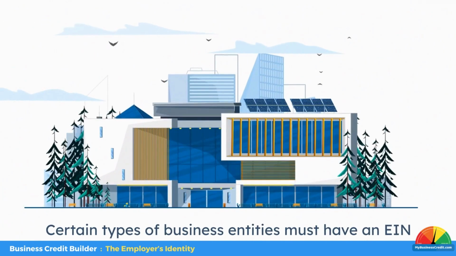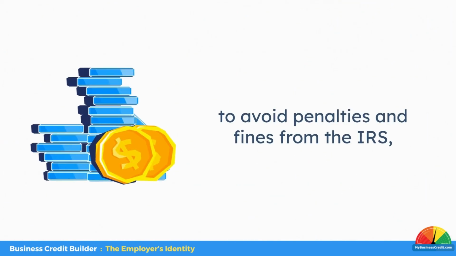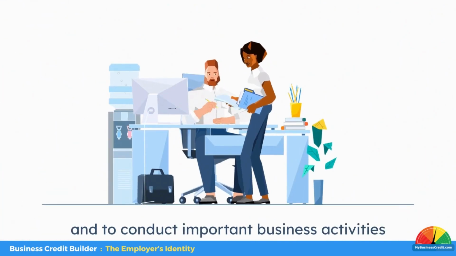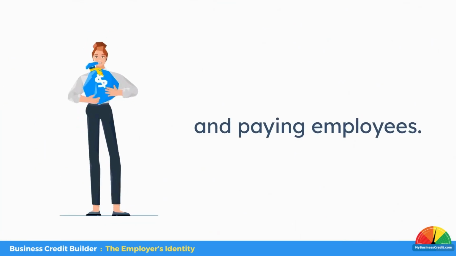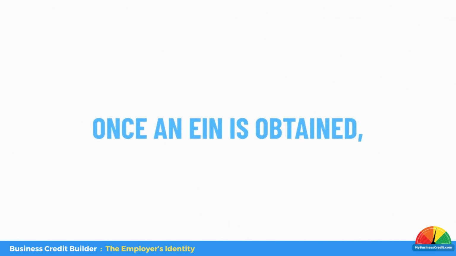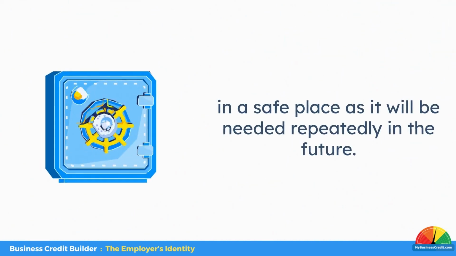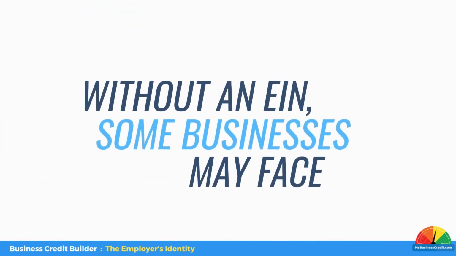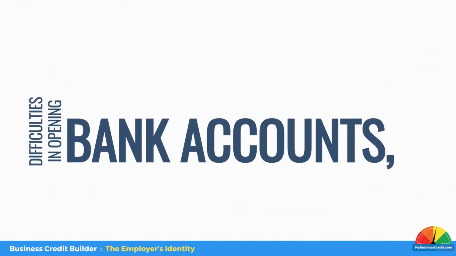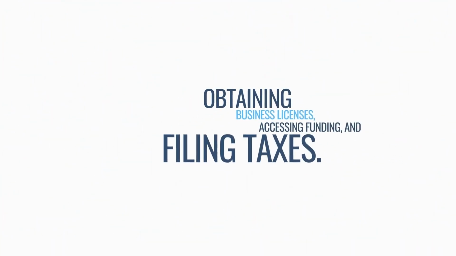Certain types of business entities must have an EIN to avoid penalties and fines from the IRS and to conduct important business activities like opening a bank account, obtaining business licenses, and paying employees. Once an EIN is obtained, the confirmation letter from the IRS should be kept in a safe place, as it will be needed repeatedly in the future. Without an EIN, some businesses may face difficulties in opening bank accounts, obtaining business licenses, accessing funding, and filing taxes.